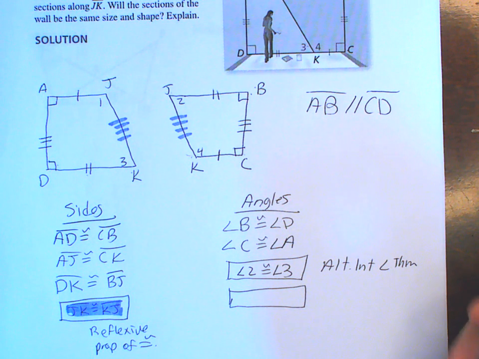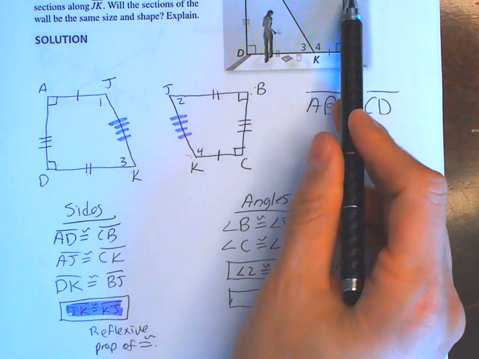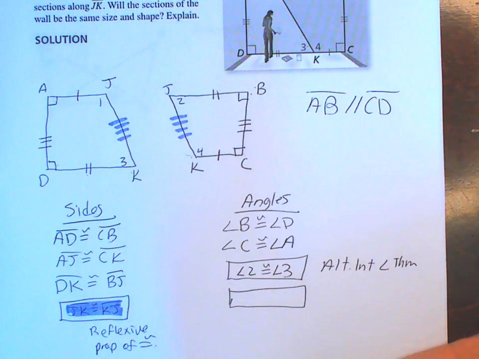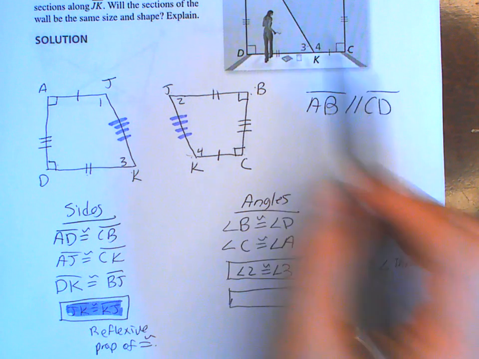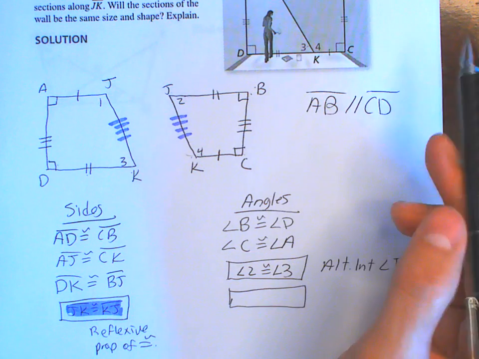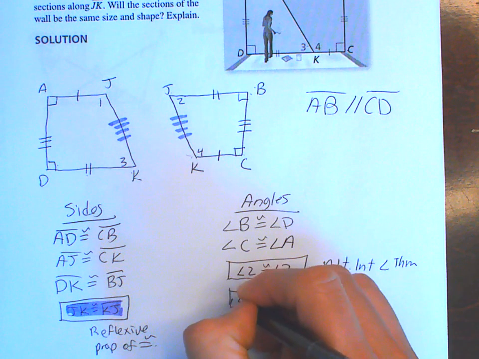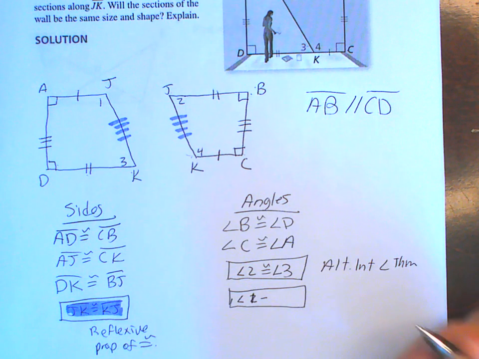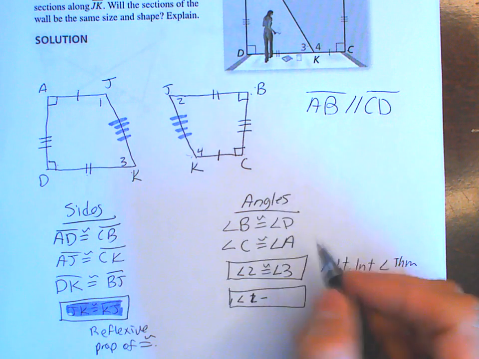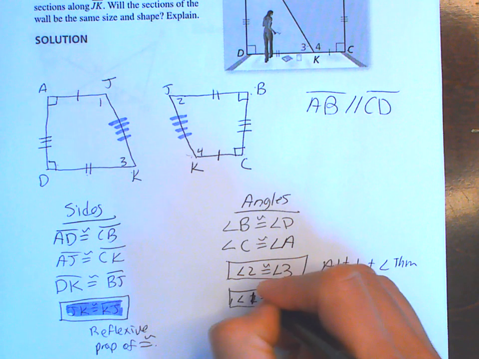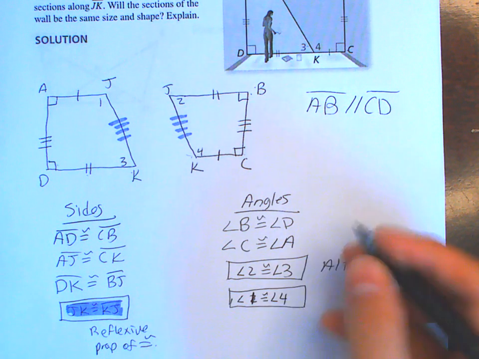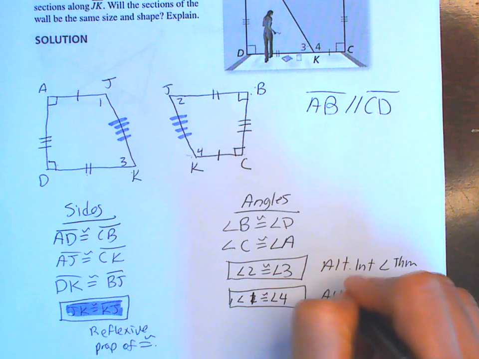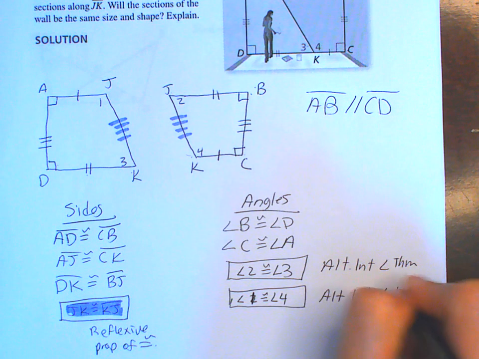Okay? So for the same reason, these two lines are perpendicular to the same line, making these two lines also parallel. So for the same reason, 2 and 3, 1 and 4, are also going to be alternate interior. Angle 1 is congruent to angle 4, also by the alternate interior angle theorem.